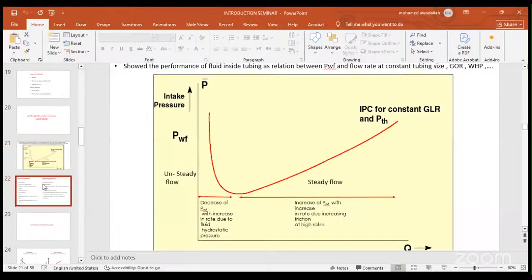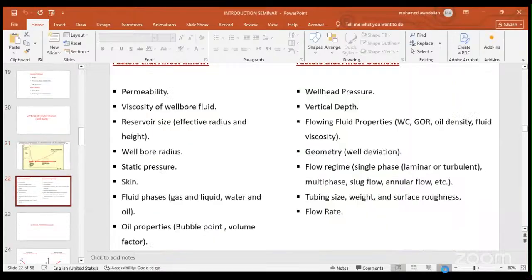There are many factors that will affect the VLP or the outflow, like the wellhead pressure. A higher wellhead pressure can make the well flow with lower rate. The depth also controls the VLP due to the high hydrostatic pressure. Also water cut, gas oil ratio, oil density, the geometry, flow regime, whether it is single phase or multiphase, the flow rate, and tubing size also control the VLP.